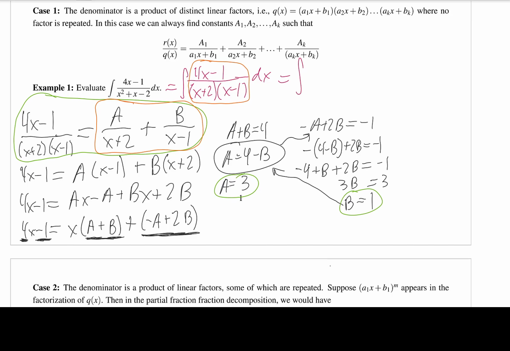So this becomes the integral of a over x plus 2, so that's 3 over x plus 2, plus b over x minus 1, so 1 over x minus 1 dx. And so that should be something that we can break up into separate integrals. Here's one integral, here's another integral, factor out our constants, and then integrate using u sub to get that this is something like 3 ln absolute value x plus 2 plus ln absolute value x minus 1. Whoops, it's not a parenthesis.